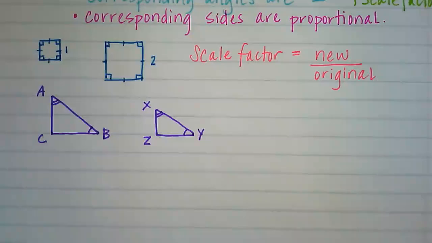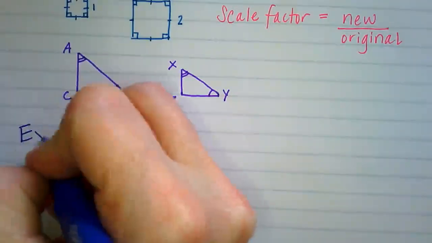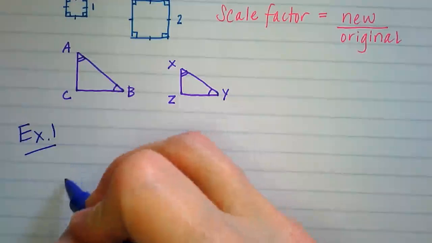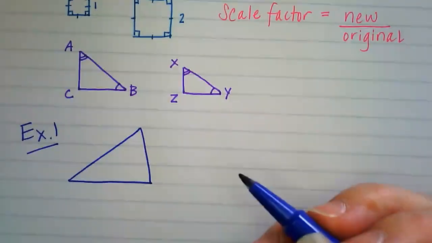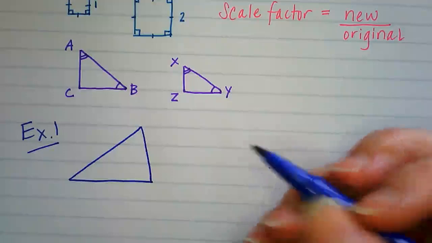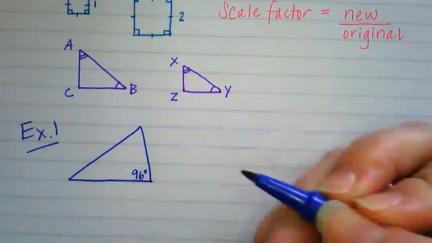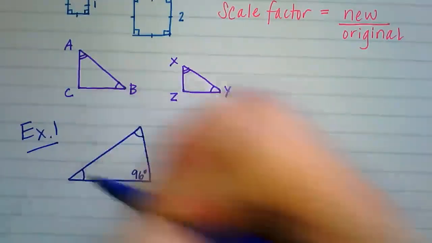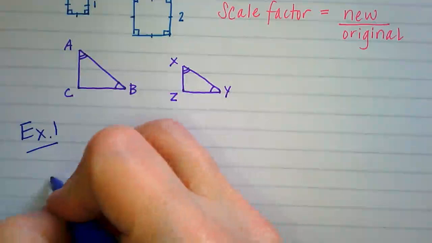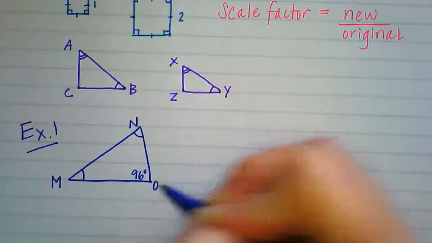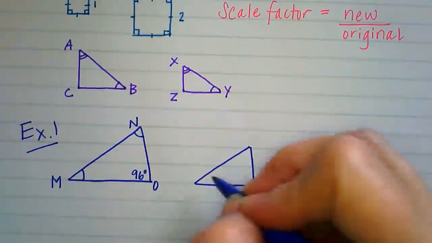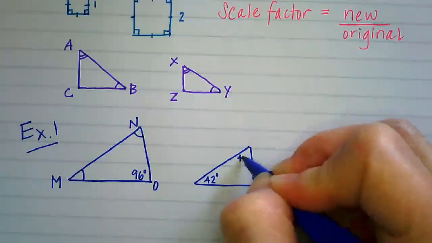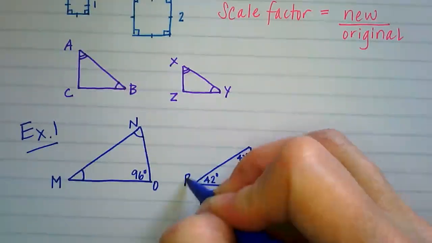Okay, so first off, let's do a pretty basic example here. Let's say that we are going to look at 2 triangles and their angle measurements. So let's say my figure does not look like it at all, so we'll just pretend that this is 96 degrees, and we know those 2 angles are the same, and let's call this M, N, O. And then we have a smaller triangle, and I'm going to say that this is 42 degrees and that's 42 degrees. And we'll call this RST.